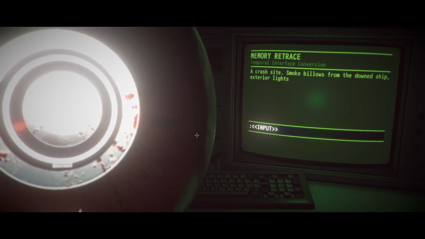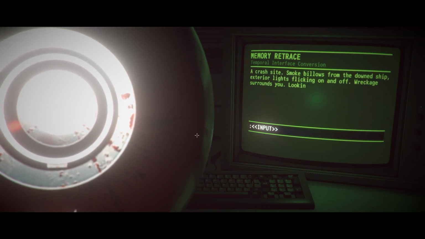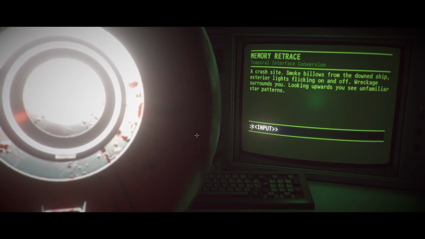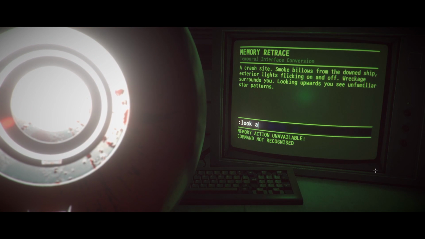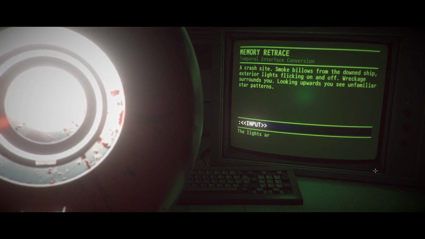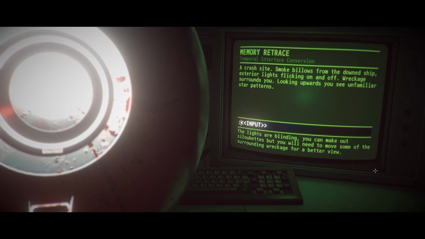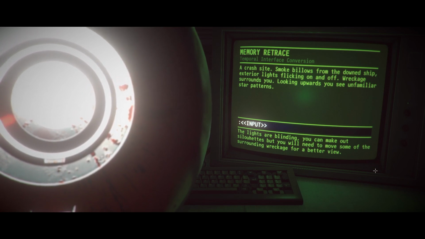Crash site. Smoke billows from the downshift. Exterior lights flicking on and off. Wreckage surrounds you. Looking upwards, you see unfamiliar star patterns. The lights are blinding. You can make out silhouettes, but you will need to move some of the surrounding wreckage for a better view. There we go.